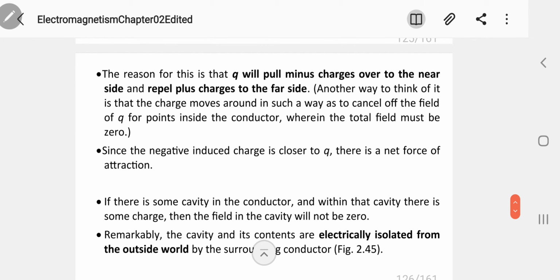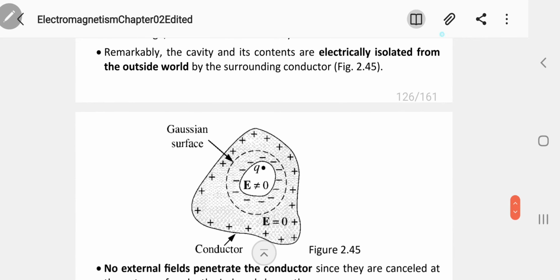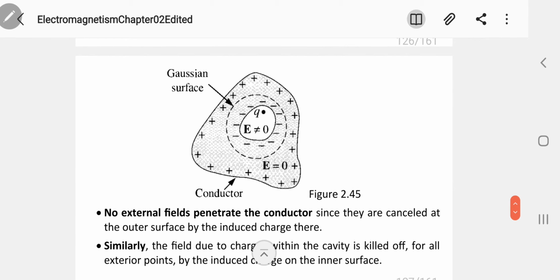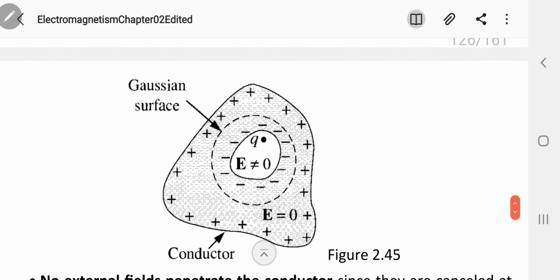So you can read the text there. Then, now let's look at this figure. Let's look at this. You have this kind of conductor. It's in irregular shape, and then there's a cavity inside.